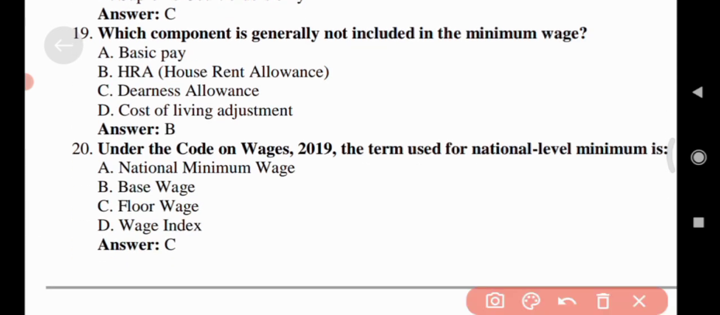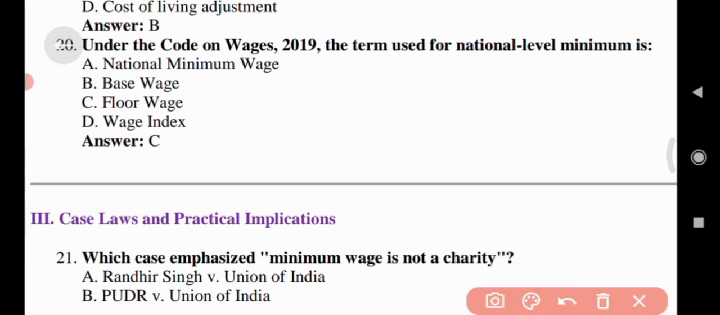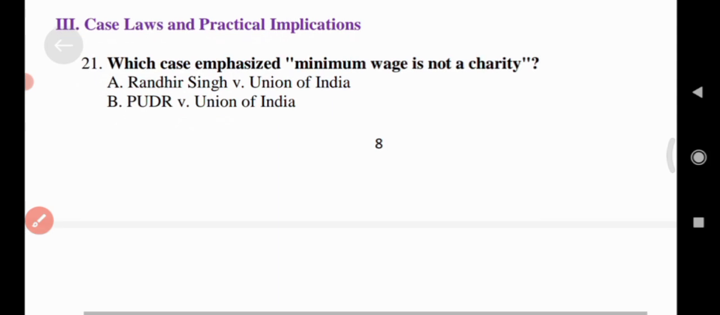Which component is generally not included in the minimum wage? Option B, HRA, house rent allowance. Under the Code on Wages 2019, the term used for national level minimum is option C, floor wage.